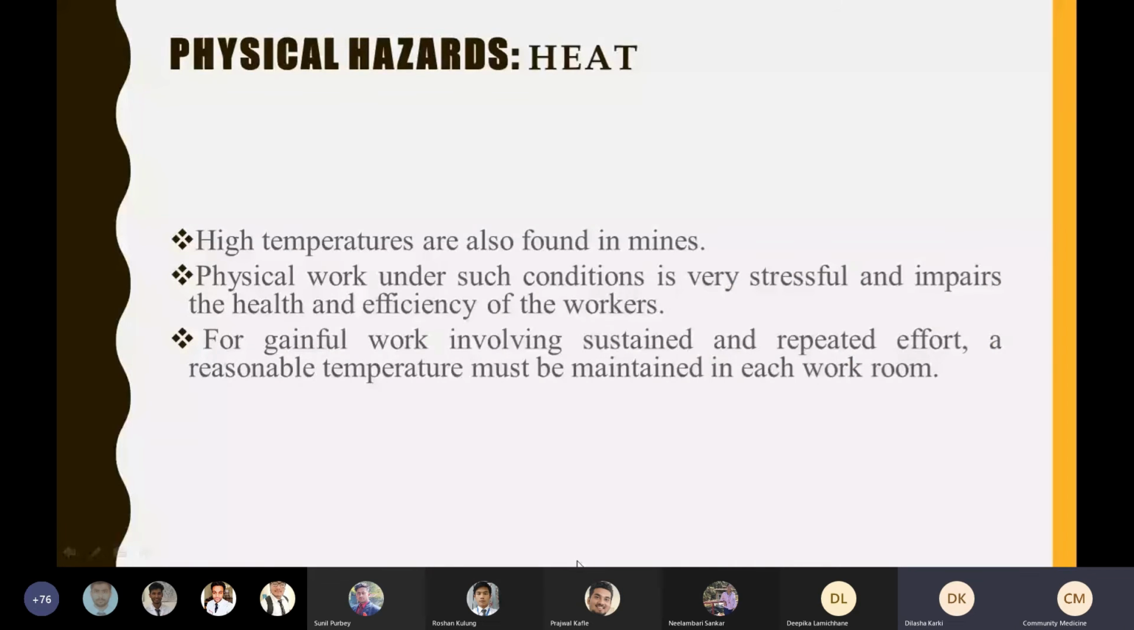Now, high temperatures are also found in mines. You know what a mine is. High temperatures are also present in the mine, and physical work under such conditions is very stressful and impairs the health and efficiency of the workers. That is for sure.